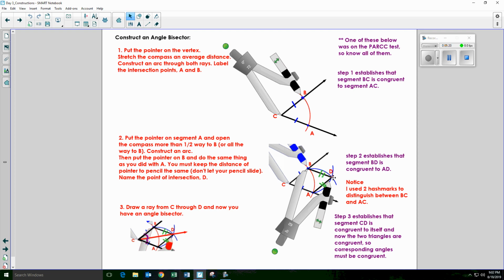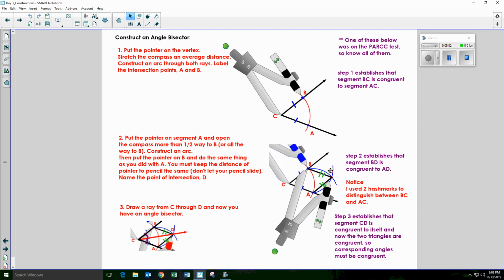And lastly, I'll explain these here in just a second. So technically, all you had to do is come up with this new point D here. We first came up with the A and B from the first arc. Then after opening it more than halfway, doing two arcs from here and here, we get point D. Then I just take my ruler and draw a ray from the vertex C through that point D. And then these two angles are equal, which means it bisected the big angle.